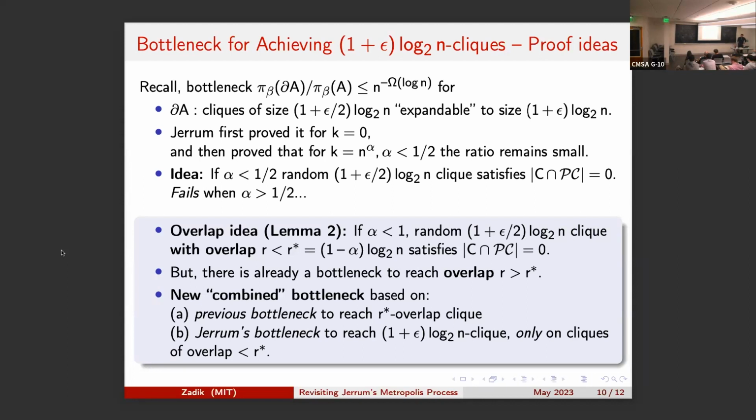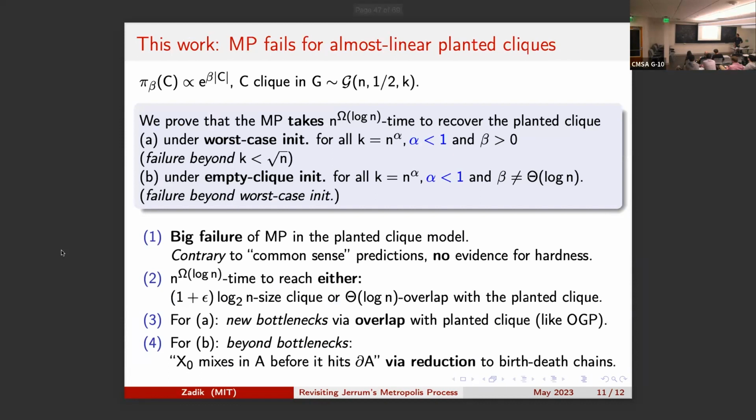So I was thinking of wrapping up here. I don't know if I have time to tell you a little bit about the beyond bottlenecks. I have one slide for this, but if I don't, I can just conclude then. Please, thank you. I think I have a conceptual question. Oh yeah, that's good.